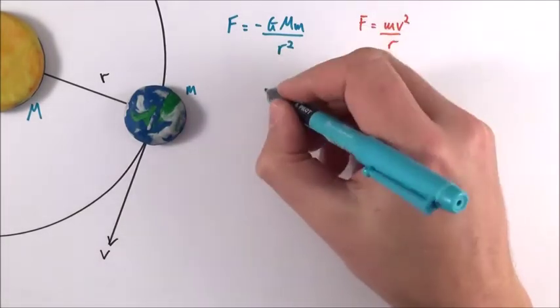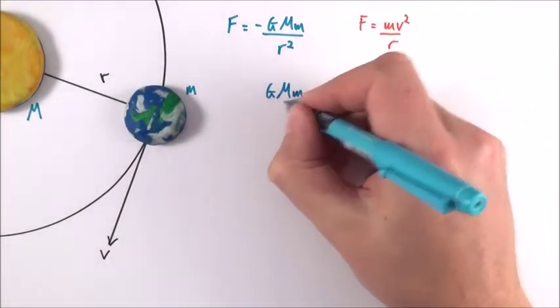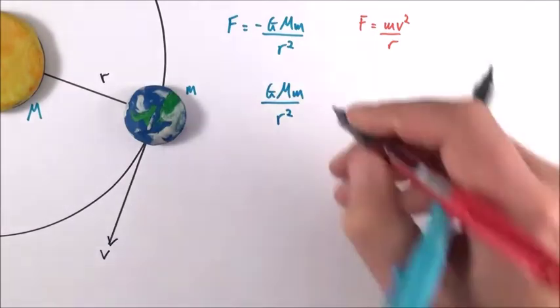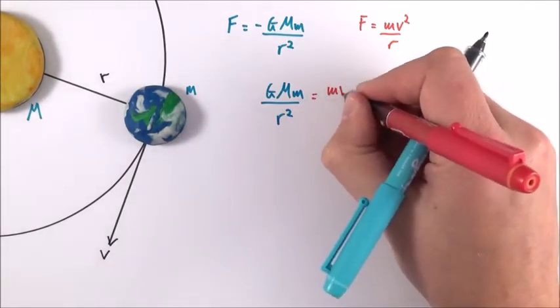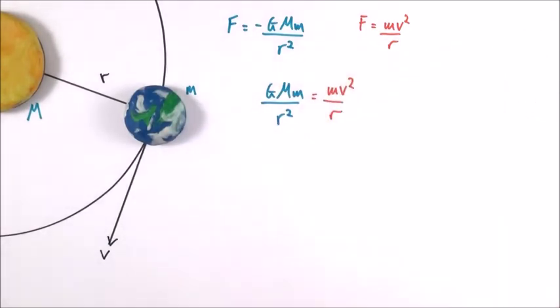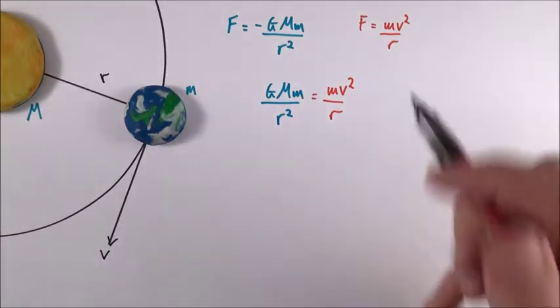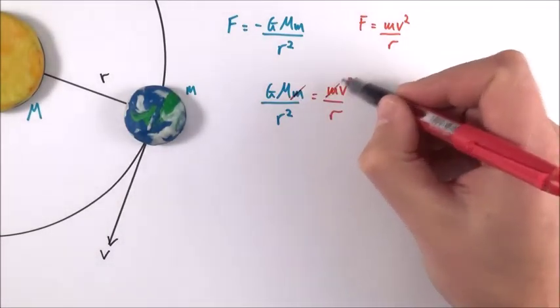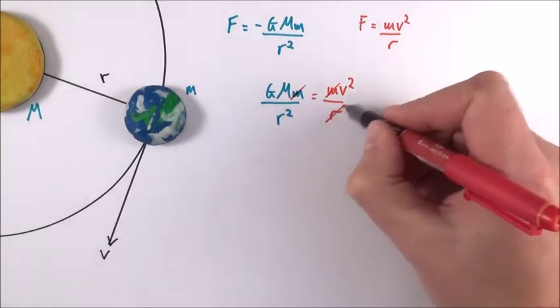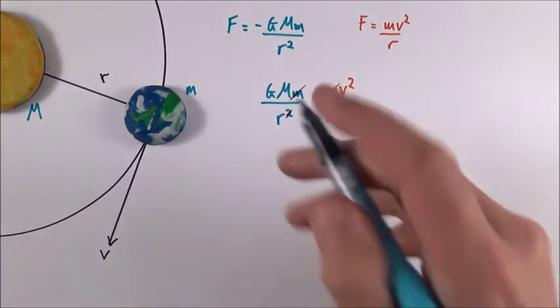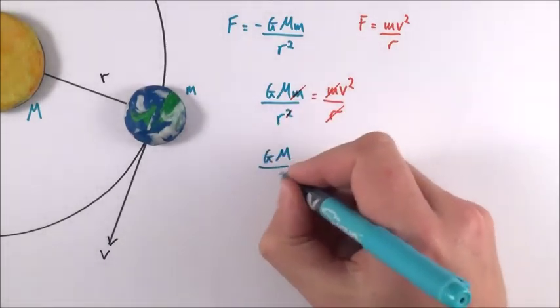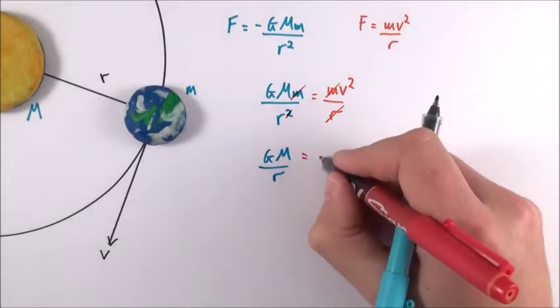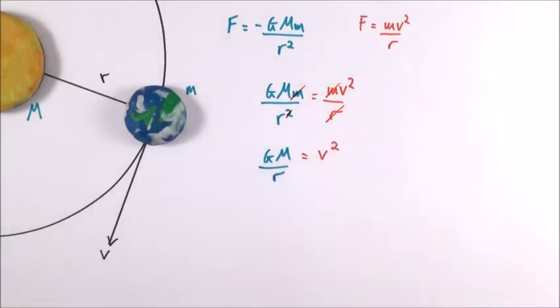So what we can then do is equate the two together to say that GMm over r squared is equal to mv squared over r. And what you can see now is that, first of all, the mass of the Earth has basically cancelled off both sides, and we can also cancel the r down here. So what we can then say is that GM over r is equal to v squared.